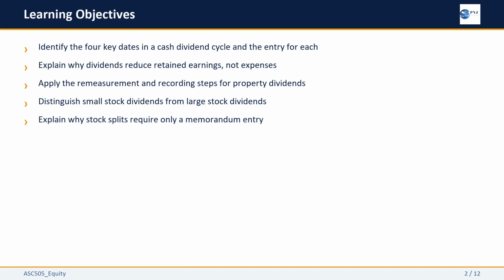By the end of this section, you will be able to identify the 4 key dates in a cash dividend cycle and know exactly which dates require a journal entry and which do not. You will explain with confidence why dividends reduce retained earnings rather than appearing as expenses. You will apply the 2-step process for property dividends, including the remeasurement to fair value. You will distinguish small from large stock dividends and apply the correct measurement basis for each. And you will explain why a stock split requires no journal entry at all.